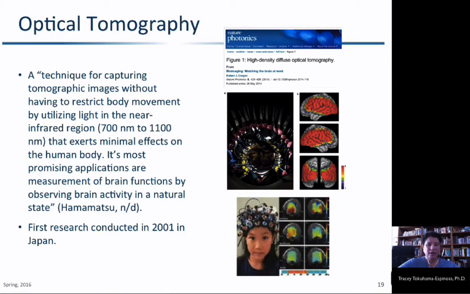Optical tomography was developed by Hitachi in the late 1990s, early 2000s, and this is a non-invasive technique. You can wire up this little girl right here, and you can have her learn to play a song on a guitar, so that where there's changes in blood flow, you can say, well, this area of the brain is being more stimulated by this particular activity.